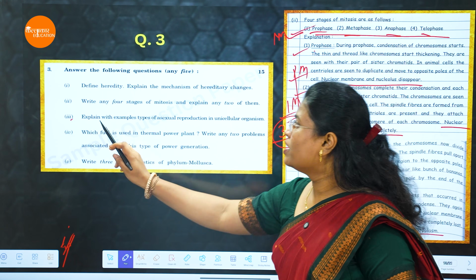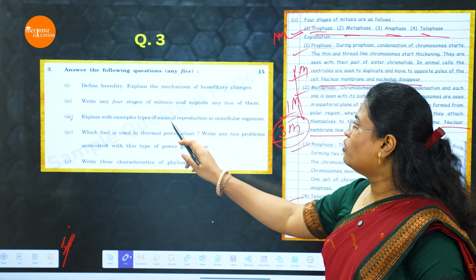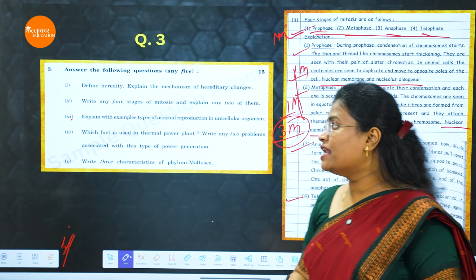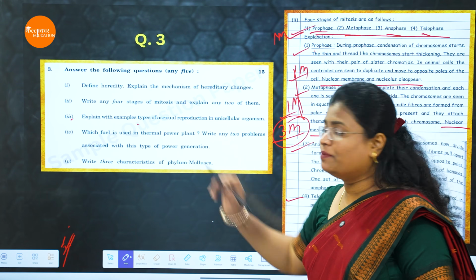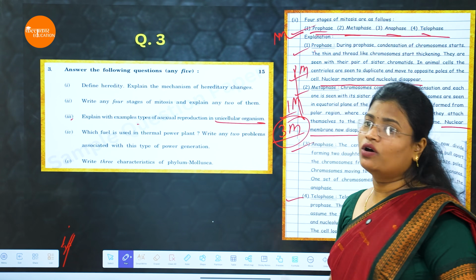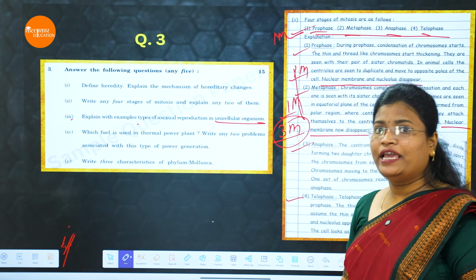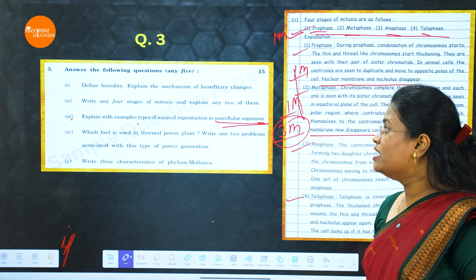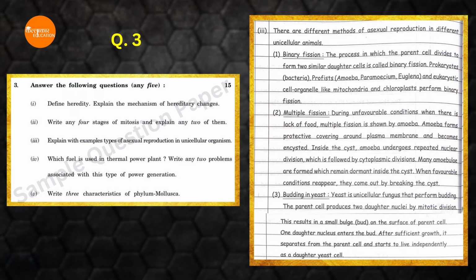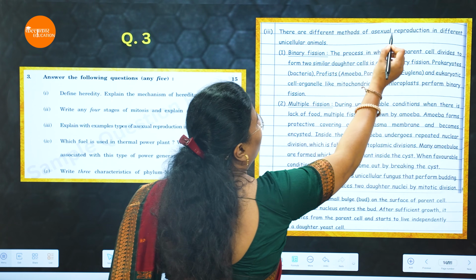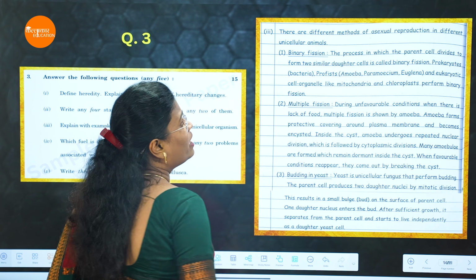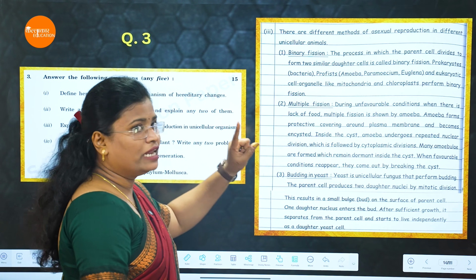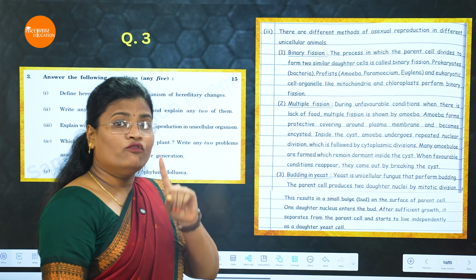Question number 3. Explain with examples the types of asexual reproduction in unicellular organisms. So in this question they are asking about types of asexual reproduction, but in unicellular organisms. You have to explain the types with examples. Let's see the answer. There are different methods of asexual reproduction in different unicellular animals. So there are 3 types of asexual reproduction in unicellular organisms. You have to explain it with examples.